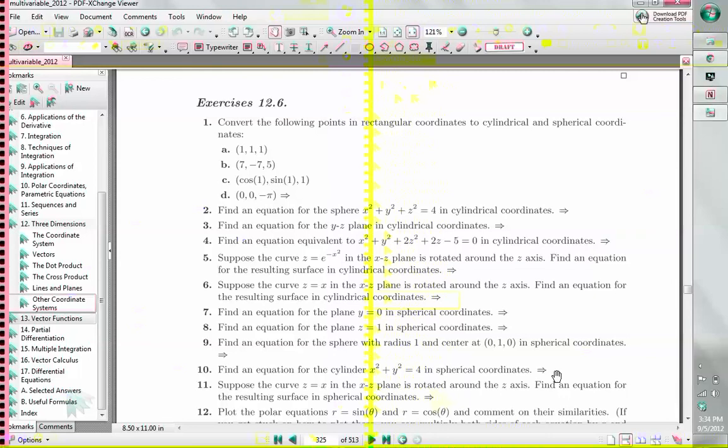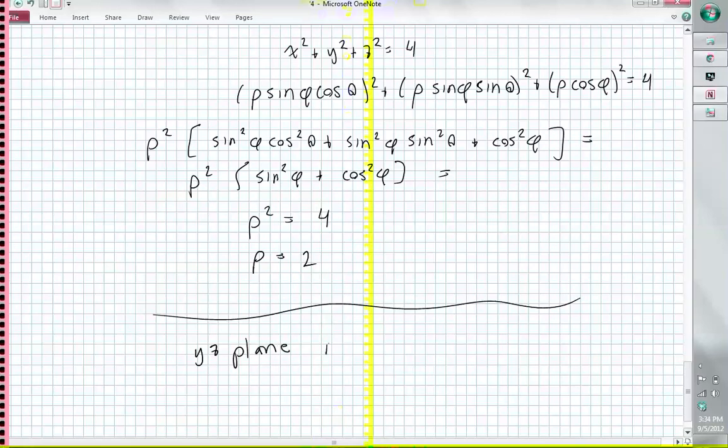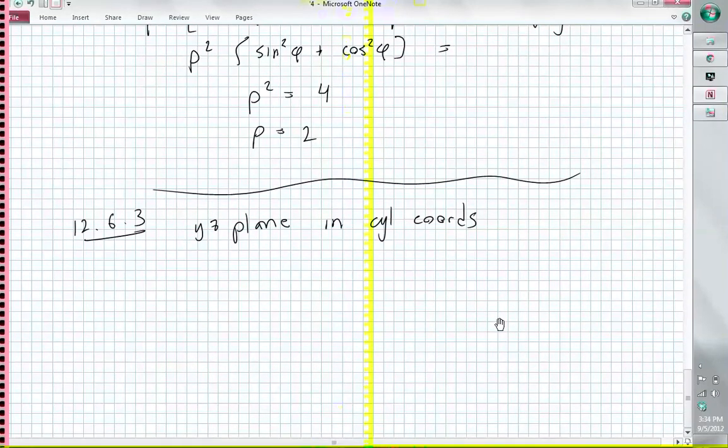Number 3, find an equation for the YZ plane in cylindrical coordinates. What's the equation of the YZ plane in Cartesian coordinates? X equals 0, very good. It's very simple. But yes, that is the equation of a plane.